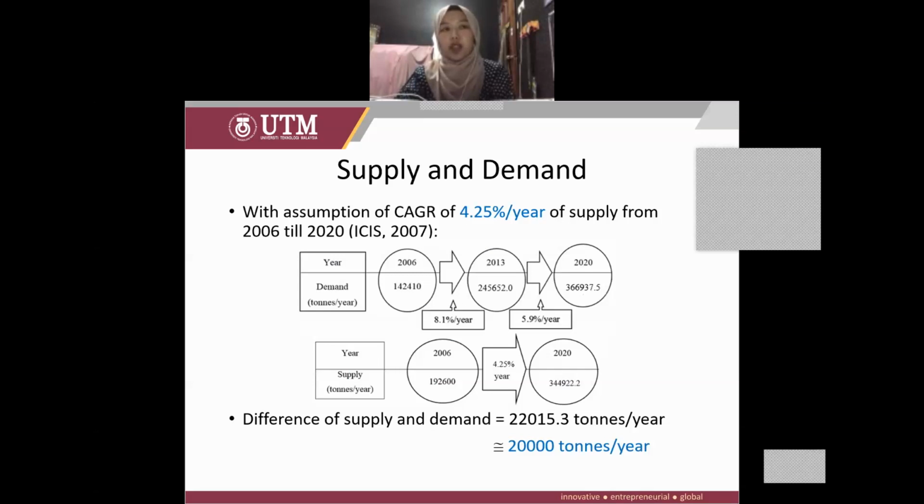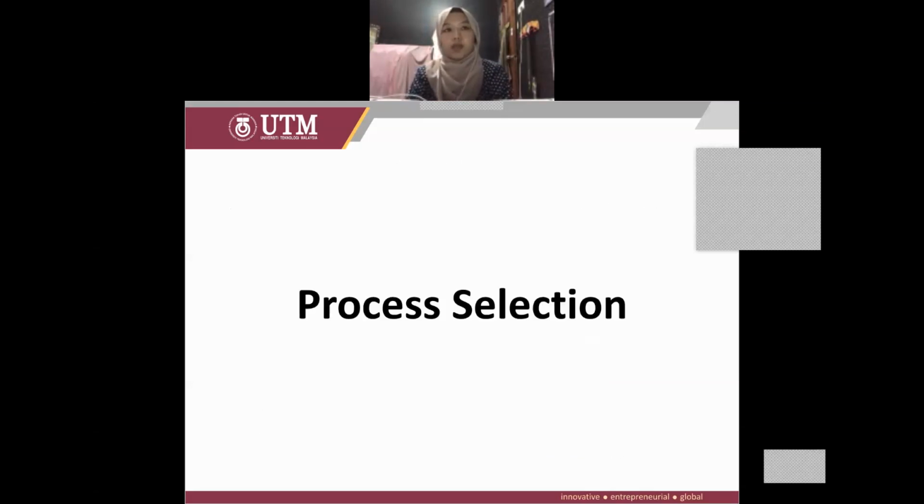So for the production capacity, we calculated using the CAGR of 4.25% per year of supply from 2006 to 2020. After calculating the difference between supply and demand, we get the capacity to produce pentaerythritol of about 20,000 tons per year. Next.